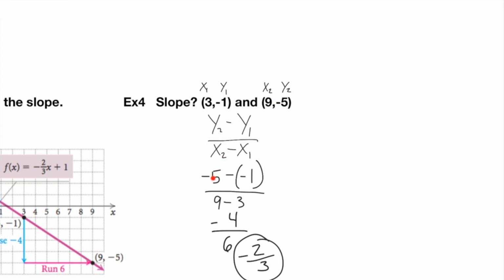y2 is negative 5. It goes here. y1 is negative 1. It goes right here. And the tricky part is the subtraction. Negative 5 minus negative 1 is actually negative 4. x2 minus x1, x2 minus x1 here, 9 minus 3, you get 6. That's negative 2/3.